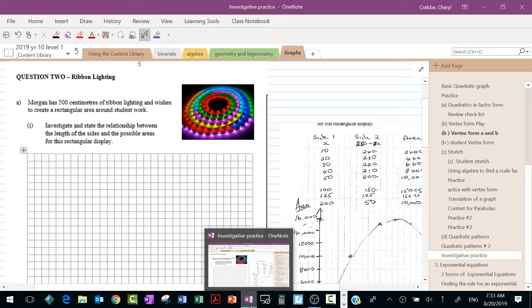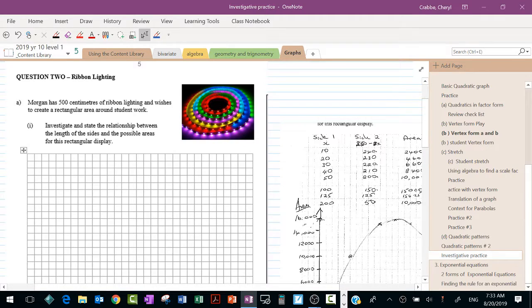Okay, we're going to take a look at the investigator question. So the setup here is that we have 500 centimeters of ribbon, and they're going to use that 500 centimeters of ribbon to make a display that is rectangular in shape. The question is, investigate the relationship between the length of the side and the possible area. So we've got length versus area.